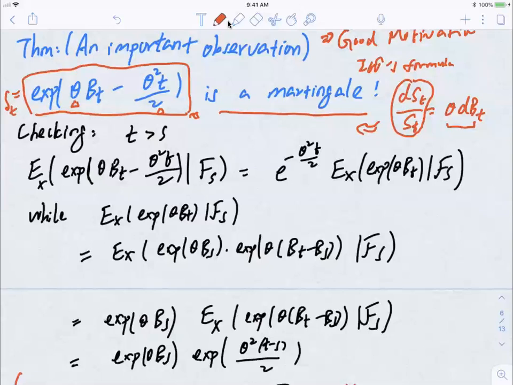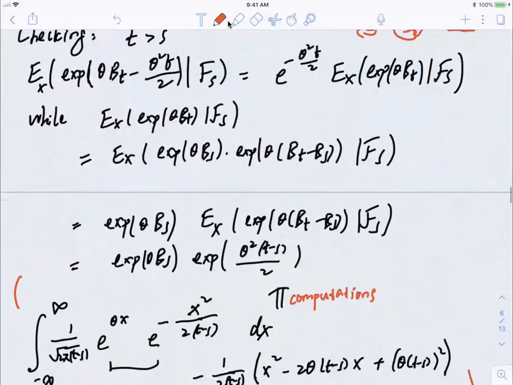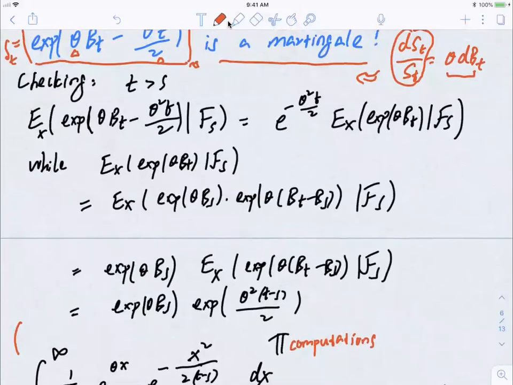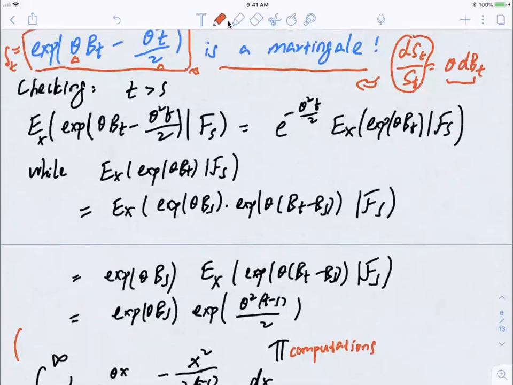We can check this directly. It's not as straightforward as before, but not hard, since B_s is normally distributed, so we can compute this. Okay, let's just compute that. To show the result, we want to show that, with this being S_t, if you project to F_s, we hope to get this equal to S_s. Then we just check those terms.